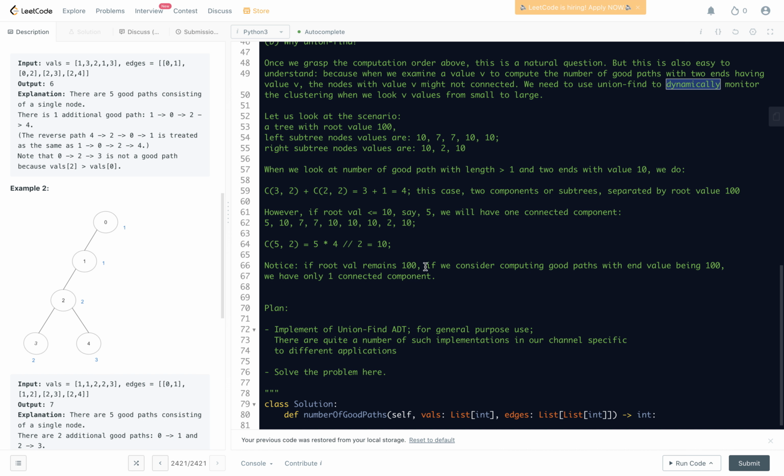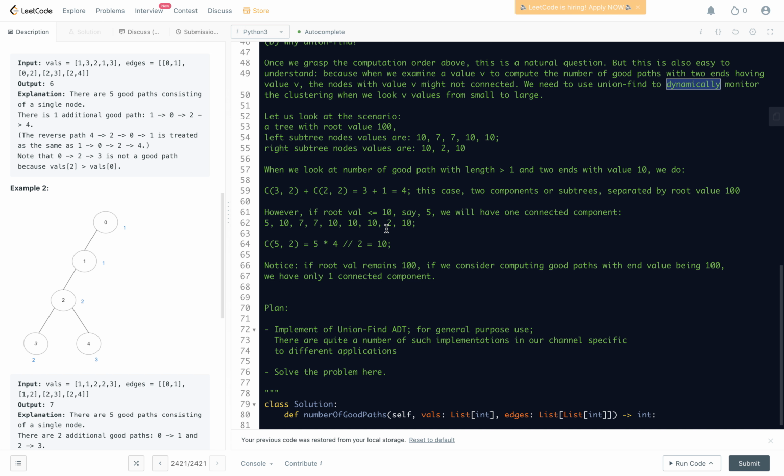So again, in order to emphasize, this is dynamic in nature. So notice that if the root value remains 100, but we consider computing good paths with end value being 100, we have only one connected component again, the whole tree.